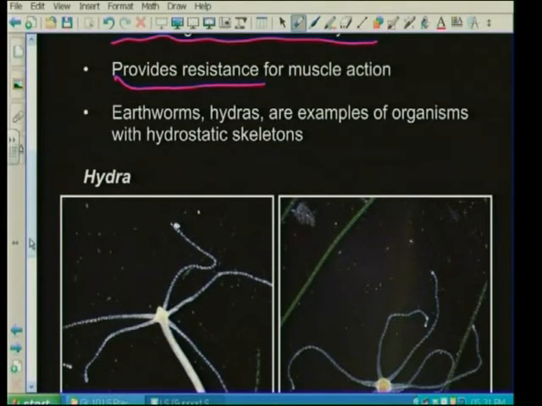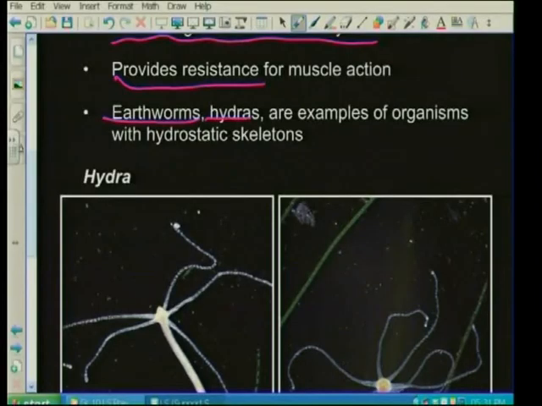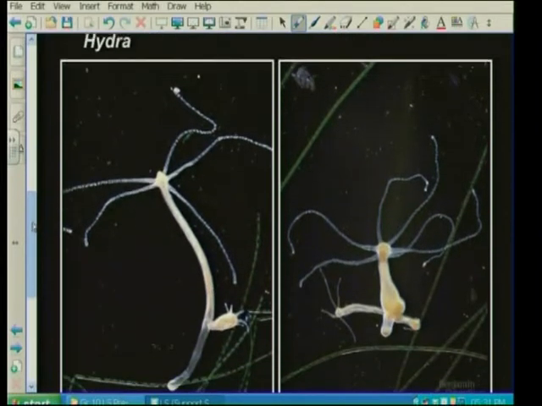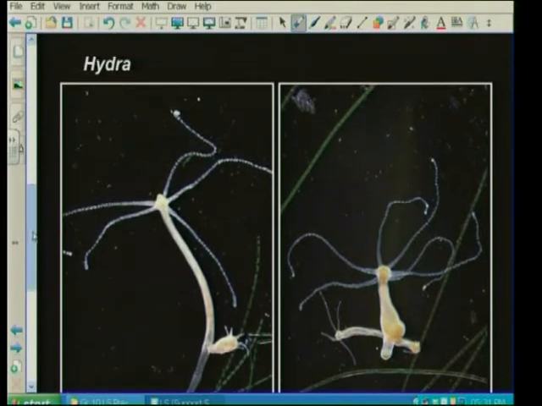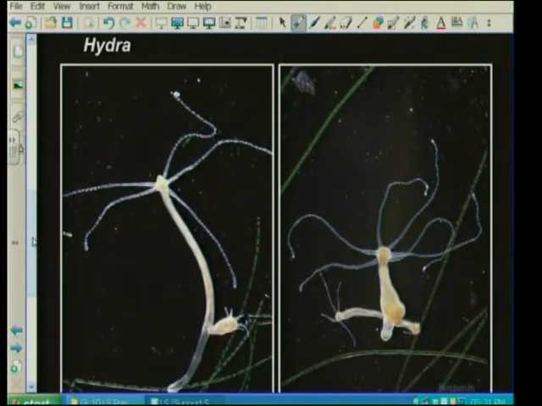Examples: earthworms. I'm sure most of you have heard about or seen or even used earthworms in different situations. Hydras. These we would not be able to see clearly with the naked eye because they are more microscopic. These are examples of organisms with hydrostatic skeleton. And here we are looking at a lovely specimen of a hydra.